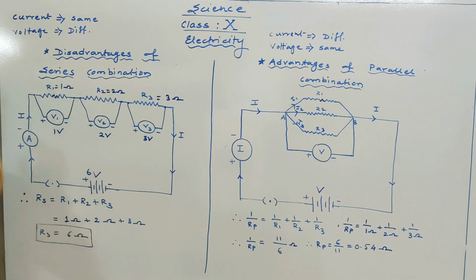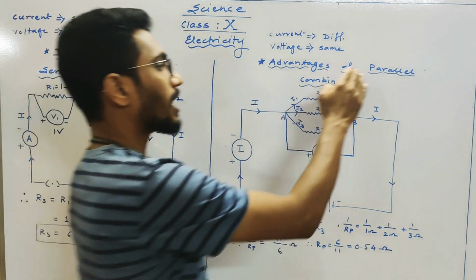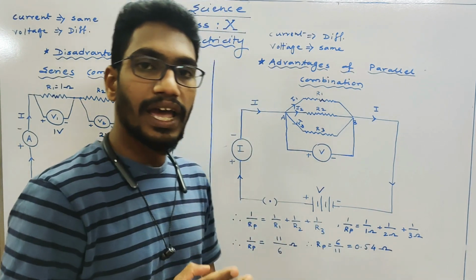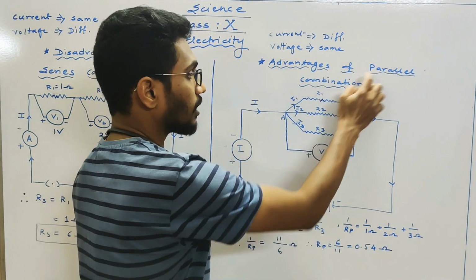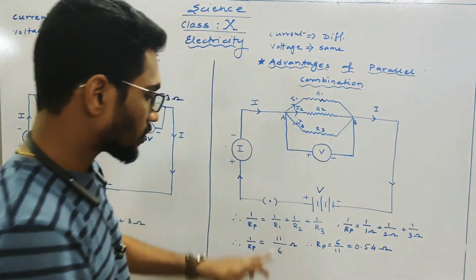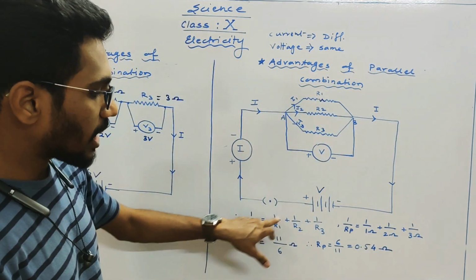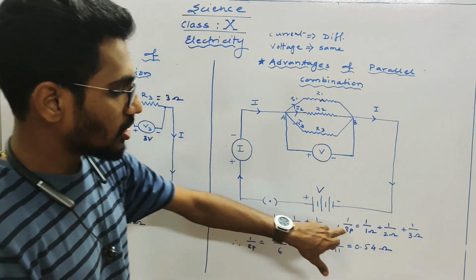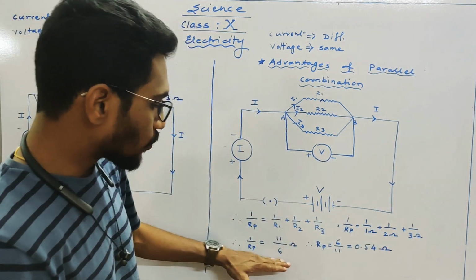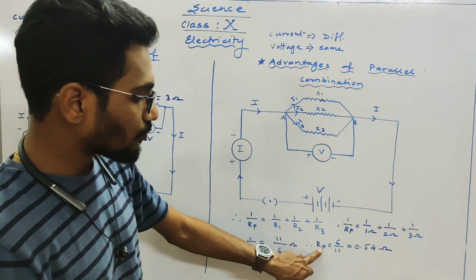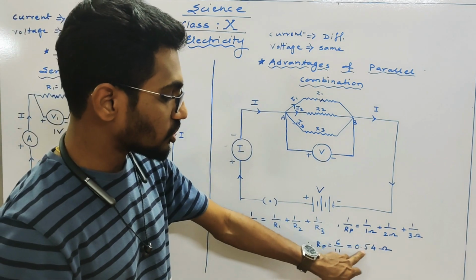Then what exactly happens in parallel combination? If we connect all the appliances in parallel combination, see the calculation. 1 by Rp is equal to 1 by R1 plus 1 by R2 plus 1 by R3. Therefore 1 by 1 ohm, 1 by 2 ohm plus 1 by 3 ohm. If you calculate them, you will get the value for equivalent resistance in parallel combination, that is 0.54.